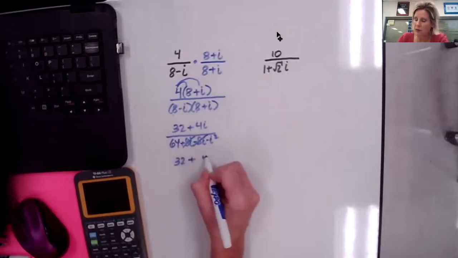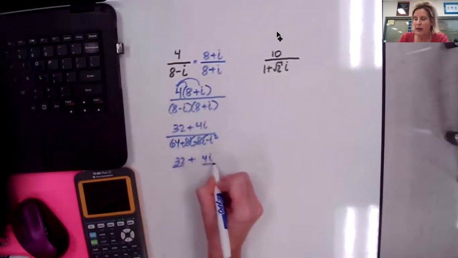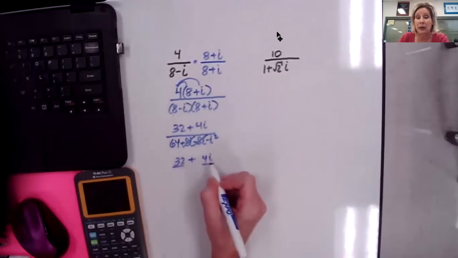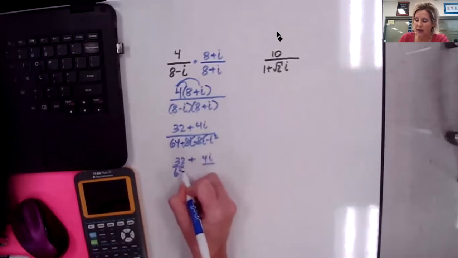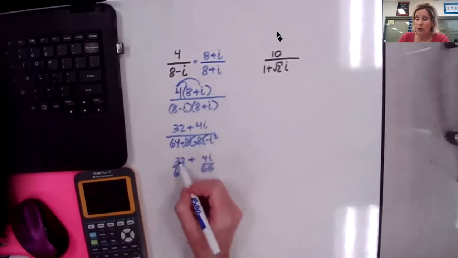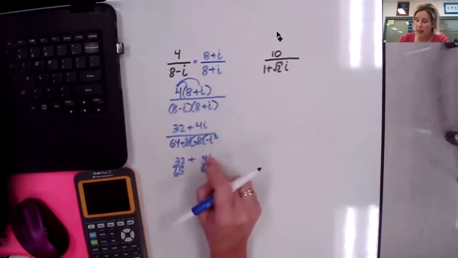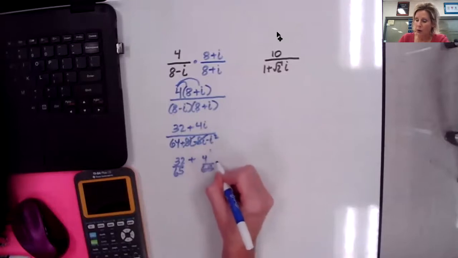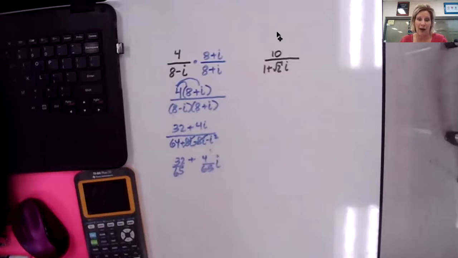Now I've got 32 plus 4i, and I need to go to a plus bi form. So instead of writing it as a condensed fraction, I'm going to split it here. Notice this is 64 plus 1, because minus i squared is the same thing as positive 1, and 64 plus 1 is 65. 32 65ths does not reduce. 4 65ths does not reduce. And that i can either be written on the top with the 4, or you can say it's 4 65ths i, written beside the fraction.